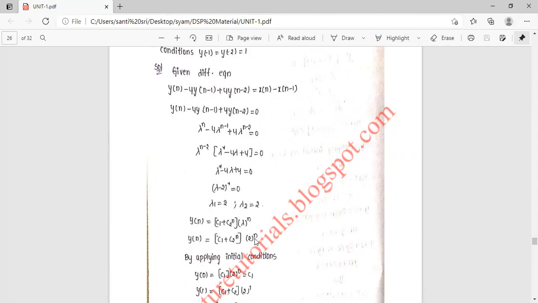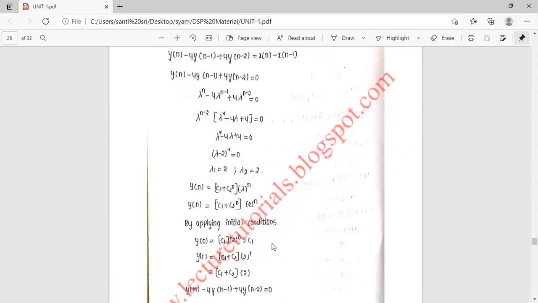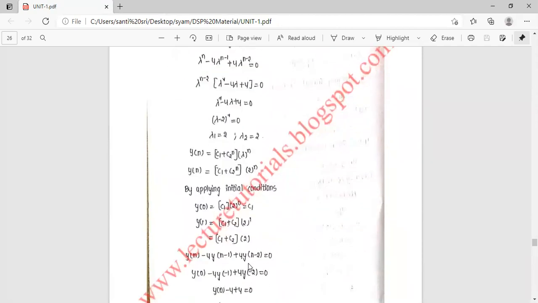So c1 plus c2 into n into lambda is 2 power. By applying the initial conditions, y of 0 is equal to c1 plus c2 into 0, that is 0. So c1 into 2 power 0, that is 1. So it is equal to c1. y of 1 equal to c1 plus c2 into 2 power 1, that is c1 plus c2 into 2.